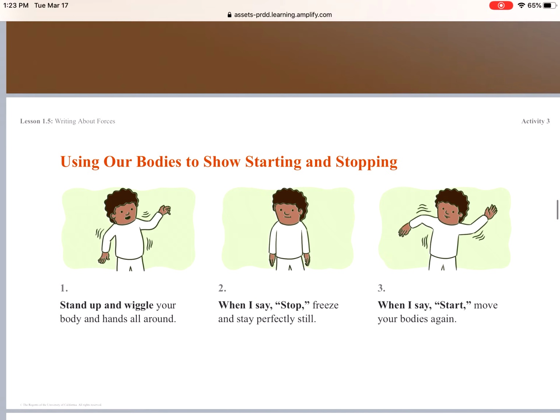So this is a little thing that you can do at home, using our bodies to show starting and stopping. Number one, stand up and wiggle your body and hands all around. So you can do this, okay? Number two, when I say stop, you freeze and you stay perfectly still. Number three, when I say start, you move your bodies again. So if you're at home watching this video, start doing this. Number one, start wiggling your bodies. Then stop. That means freeze. Then three, you start again. Okay?